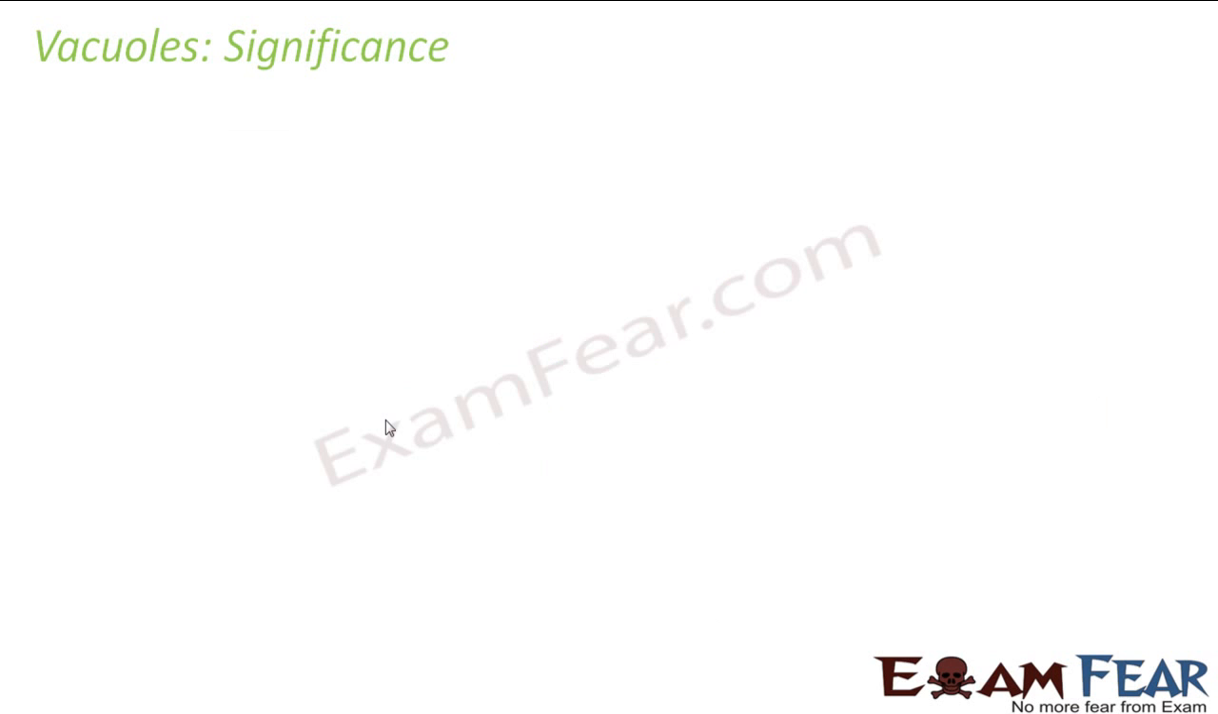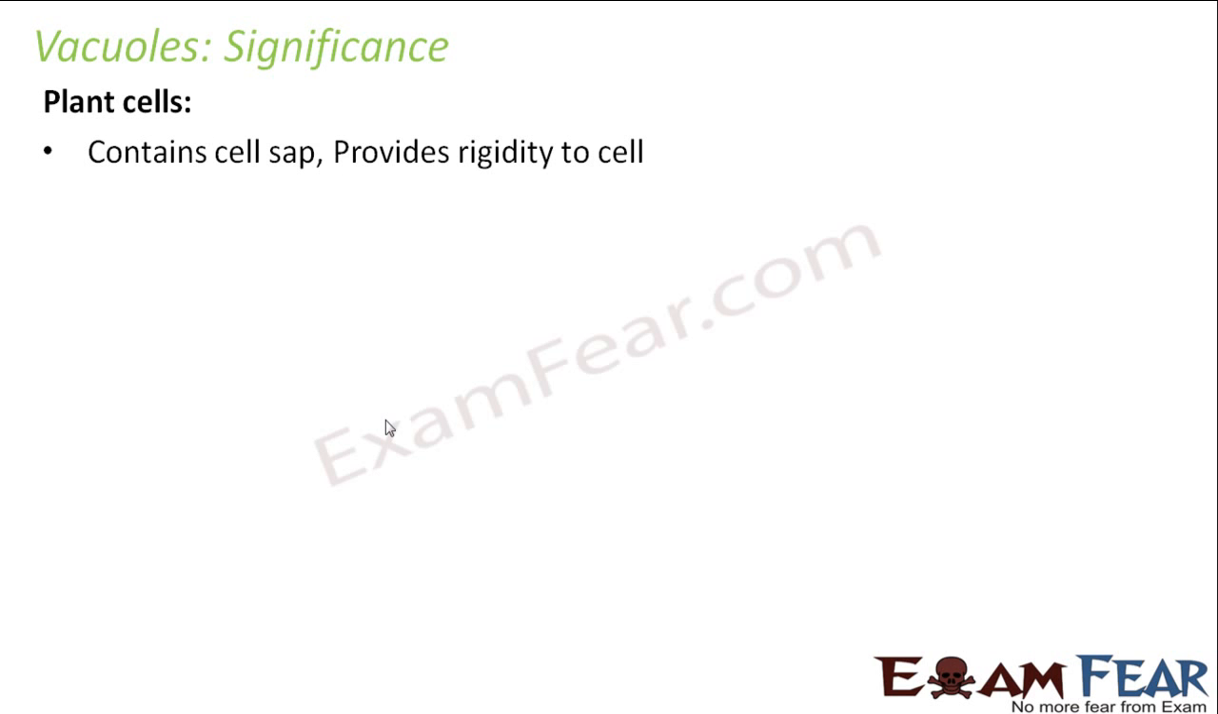Okay. What is the significance of vacuole? What purpose does it solve? In plant cells, it contains cell sap and therefore provides rigidity to the cell. So it makes the plant cell quite rigid. So you can see that there are several things which provide rigidity to the plant cell. For example, you have the cell wall, which is again an additional feature of plant cell, and that also provides rigidity to the plant cell. Similarly, these vacuoles contain a fluid, and that fluid is known as cell sap. So because of the presence of this fluid, it provides rigidity to the plant cell.